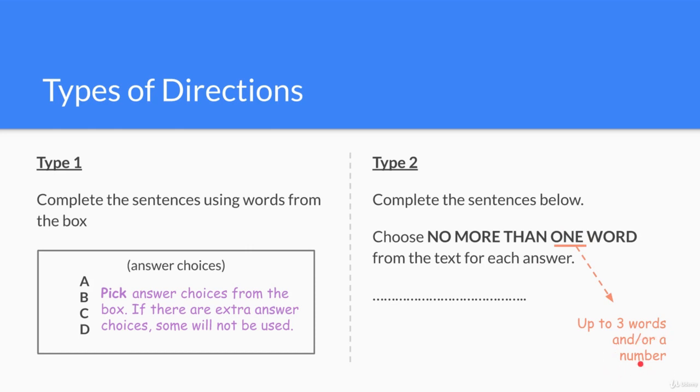So if a number is acceptable, then it's going to tell you that it's okay to write a number as an answer. So once you have the answer, all you have to do is simply write that word, write that one word, or depending on how many words it is, write that answer into this blank line and make sure that this answer fits with the surrounding words, with the words that come before the answer and the words that come after the answer.